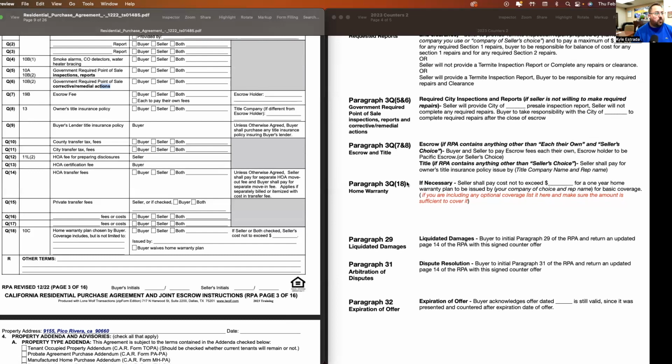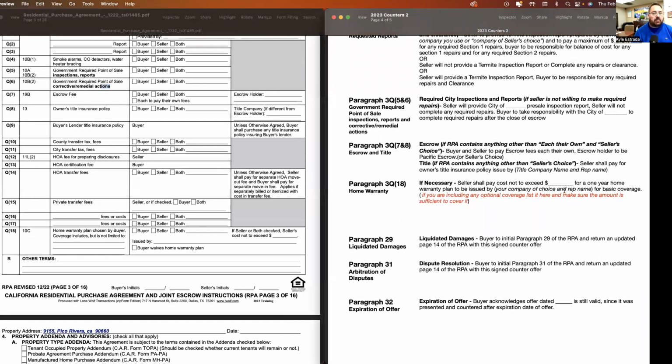Okay. The home warranty, again, this is only if it's necessary. Seller shall pay costs not to exceed blank for a 1-year home warranty plan to be issued by either the company that you use and choice of name, or seller's choice. Okay. For the basic coverage, if you are including any optional coverage, list it here and make sure the amount is sufficient to cover it. That's it for your counters.